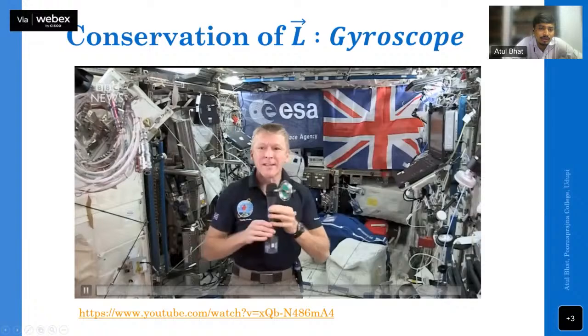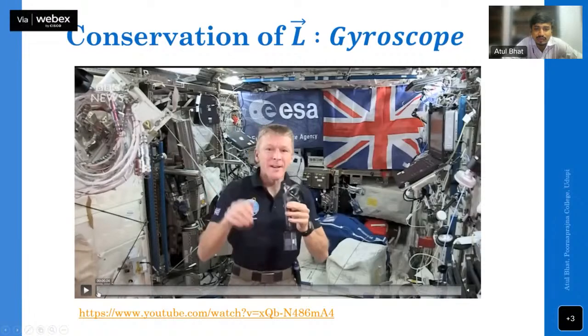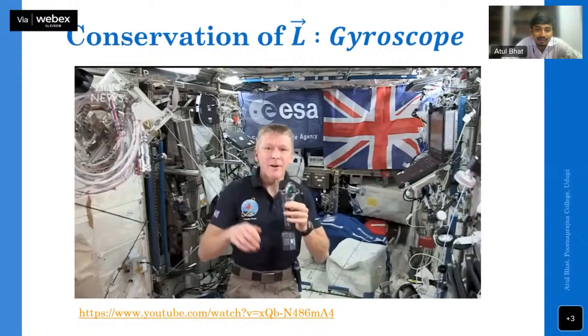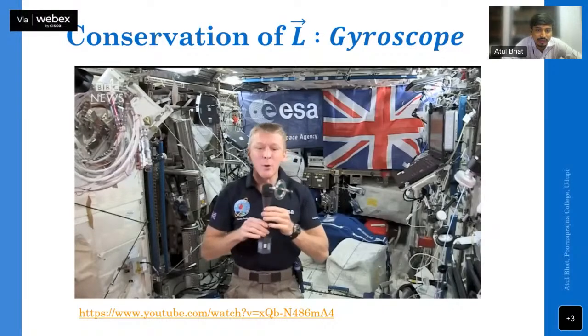Let me just not show you formulas all the time, so I'll show you some videos. Angular momentum is basically a vector, so it has a direction, it has a rotational velocity, and a radius. So a spinning object will have its momentum conserved, and because this momentum is a vector, the direction which is perpendicular to the spinning motion will be conserved. So let me play this video.